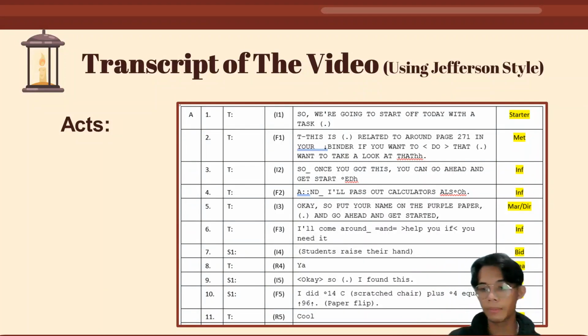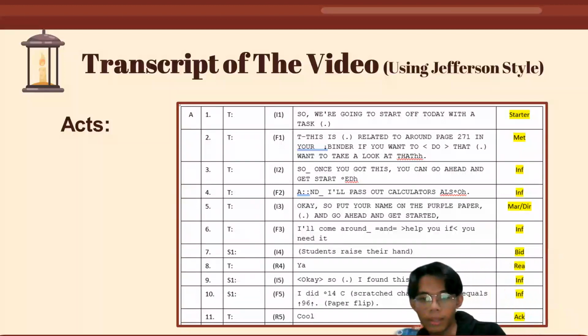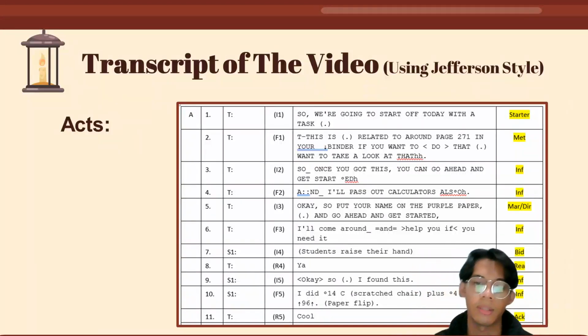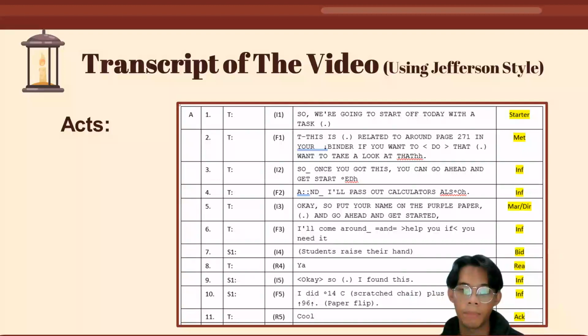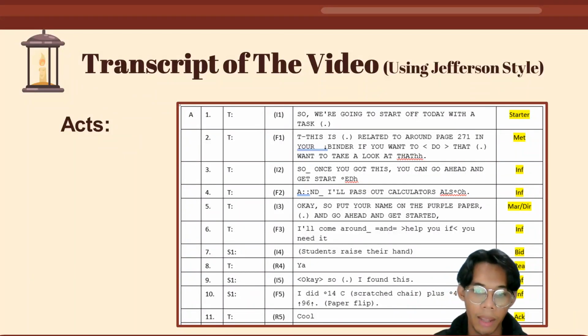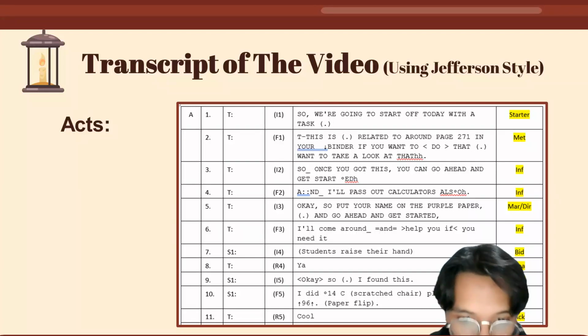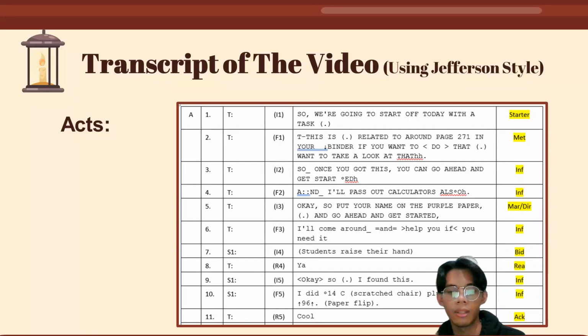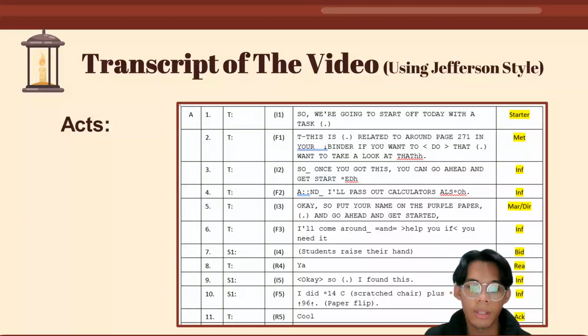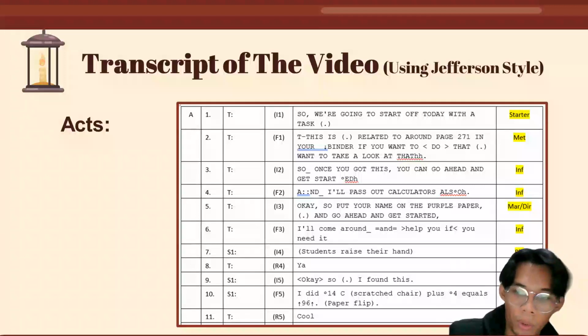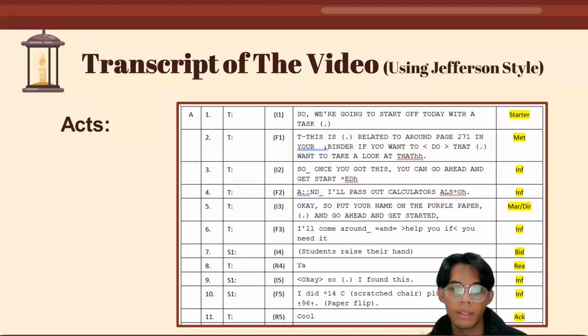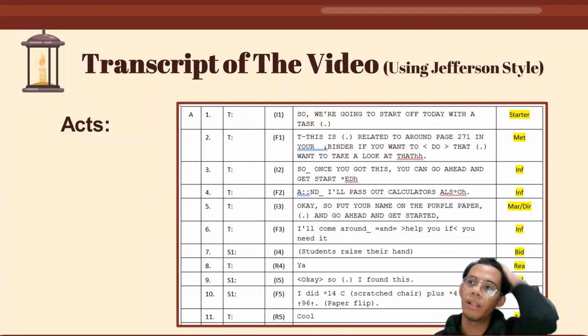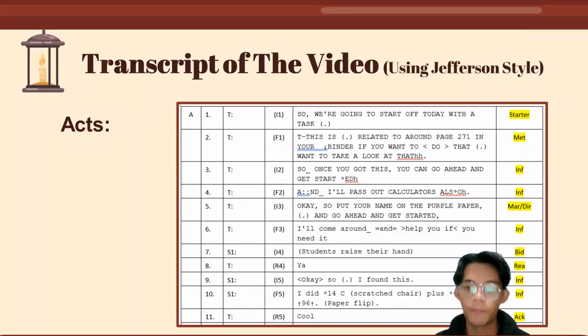Then you can also see at the bottom here, act or acknowledge. So it's apart from this IRF, the I5, F5, and R5 here. So you can see, the students say, "Okay, so I found this. I did plus 4 equals 96." And then the teacher said, "Cool." So the teacher acknowledged the finding that was found by the student.